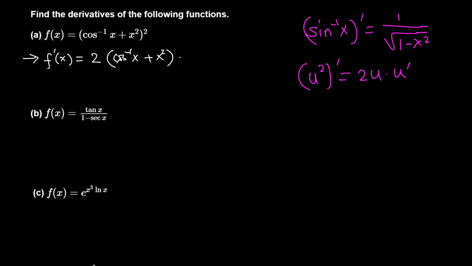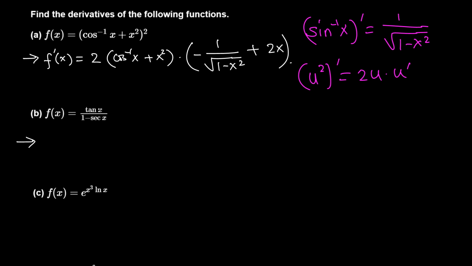So the derivative of these two terms: the derivative of cosine inverse is just the negative of this, 1 over root 1 minus x squared, plus the derivative of x squared, which is just simply 2x. Okay, final, we don't have to simplify.